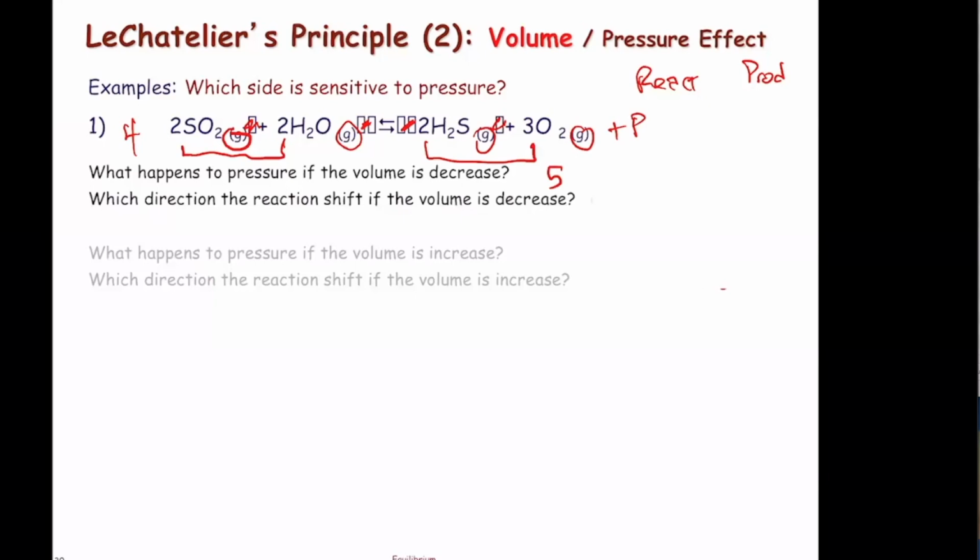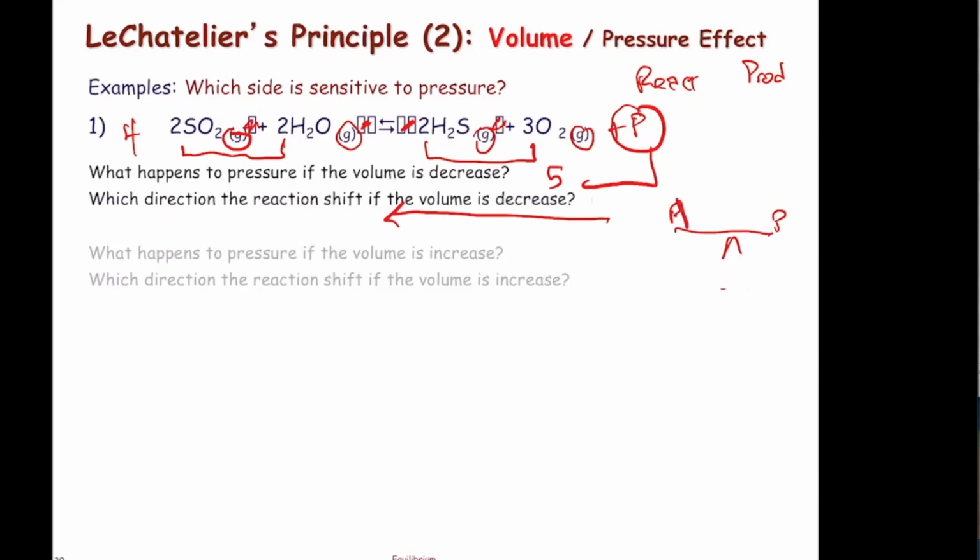Now we can say, what happens to the pressure if the volume is decreased? When the volume is decreased, the pressure increases. Okay. What direction will the reaction shift? If you decrease the volume, the pressure increases. You're putting a stress on the product side. We can say that the reaction now is going to shift to the left, because what's going on is that the product has pressure on it. This is reactant.